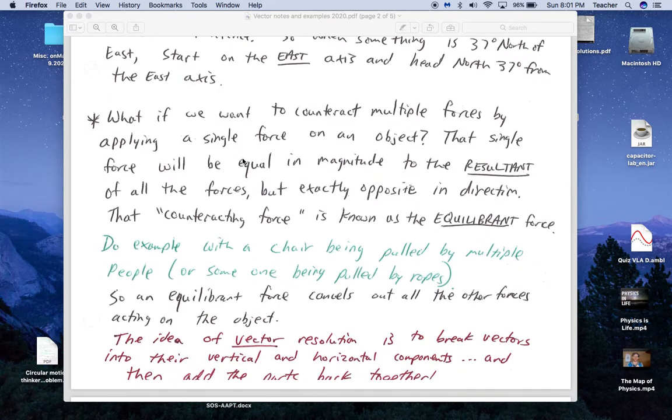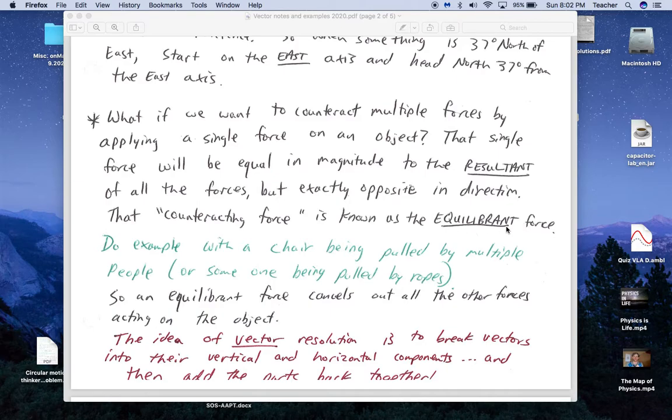Well, now, what if we want to counteract multiple forces, let's say? So let's say we're talking about a force vector, and we want to apply a single force on that object to counteract it. So for example, let's say there's a bunch of people pulling on something in all different directions. We couldn't just add their forces up if they're pulling in all different directions. We'd have to get a resultant. So the resultant force would be adding vectorially all those forces in different directions. Well, if we want just one force to counteract that resultant force, it would be the same magnitude or size as the resultant, but in exactly the opposite direction. So this counteracting force is called an equilibrant force.